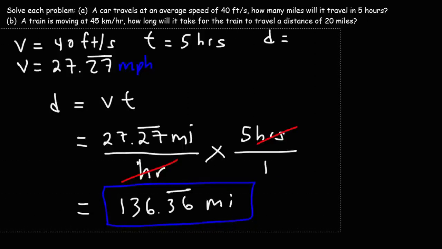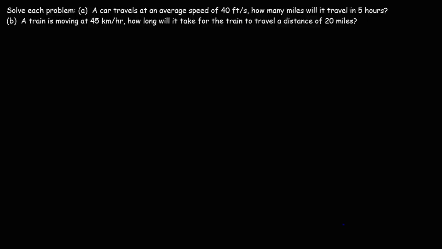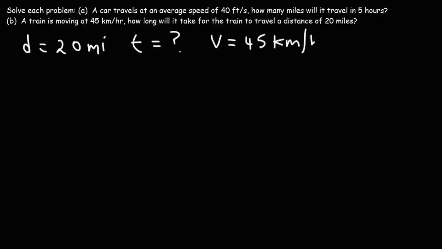Now let's move on to part B. A train is moving at 45 kilometers per hour. How long will it take for the train to travel a distance of 20 miles? So let's write down what we know. We know the distance is 20 miles. How long? So we're looking for the time. And we're given the speed. It's 45 kilometers per hour.